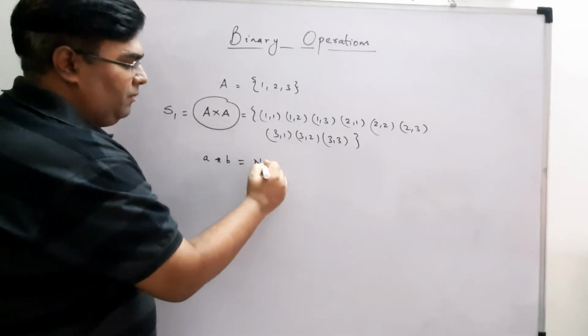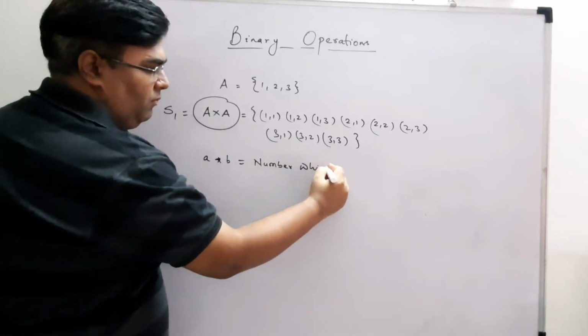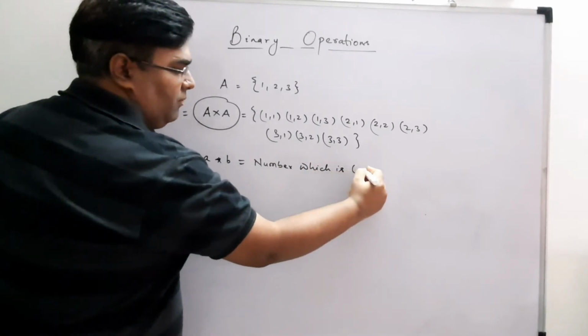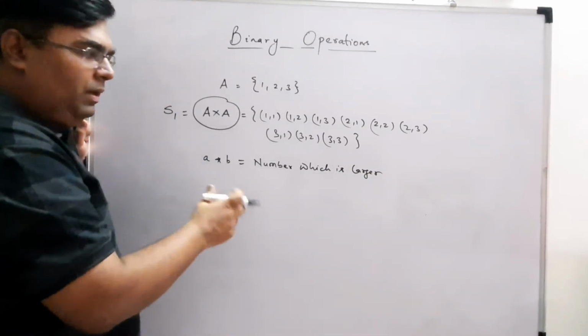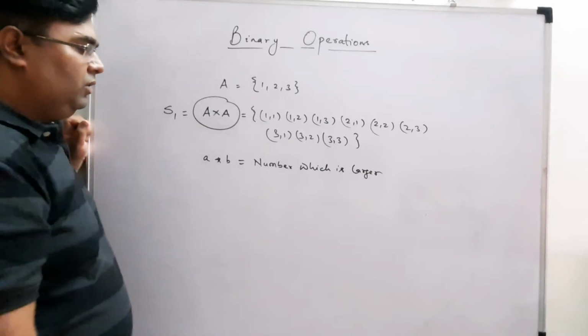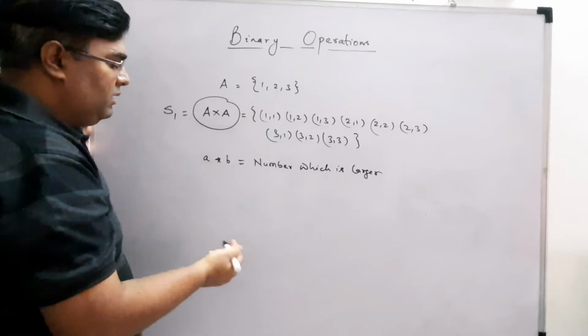So the number which is larger. Any of either A or B, whichever is larger. So in this case, what will the result be?